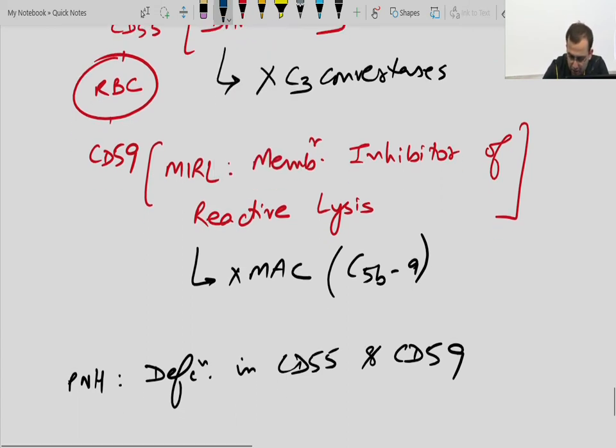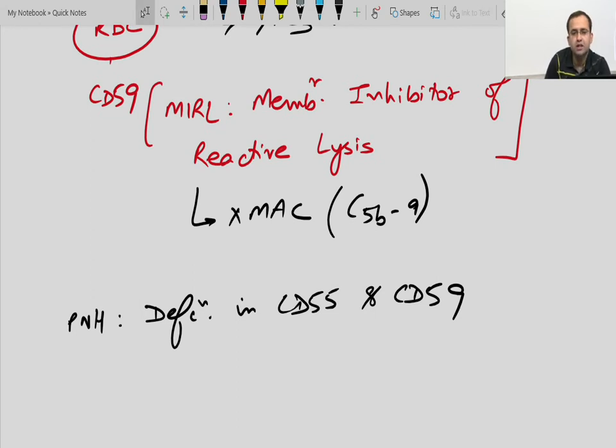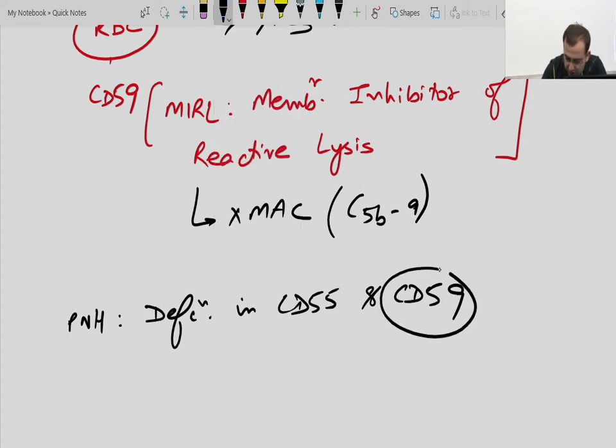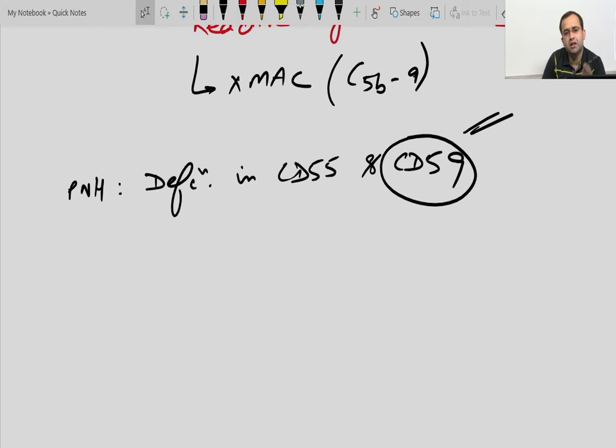Next point, which deficiency is more severe, 55 or 59? It is the deficiency of CD59. Next point, is PNH inherited or acquired? It is an acquired mutation.